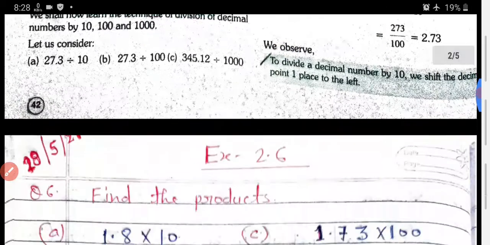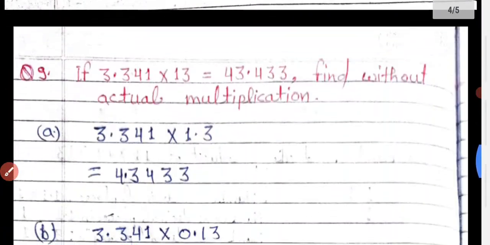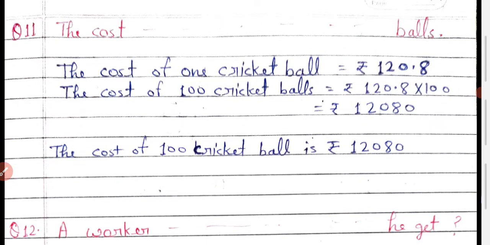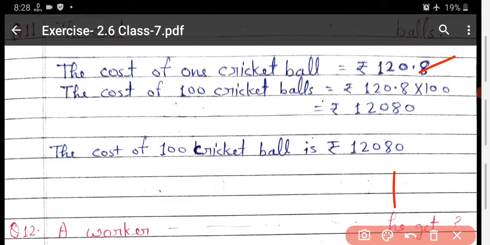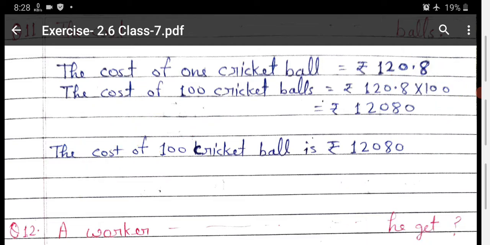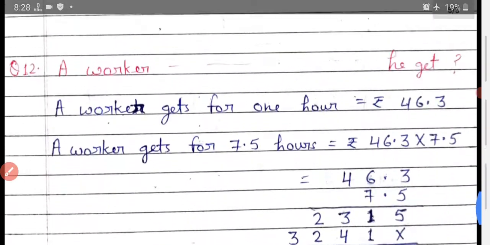Now just look at the solution. The solution is that the cost of one cricket ball is this. So the cost of 100 cricket balls will be more. In more you have to do multiplication. So by shortcut you have to multiply by 100. Multiply means to the right side, so you shift the decimal 2 places to the right side. So what does it become?